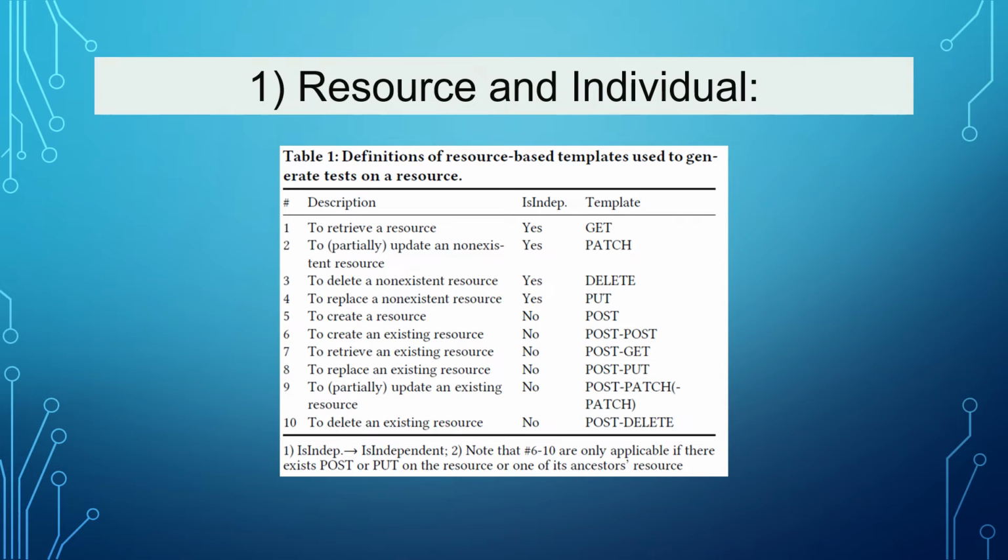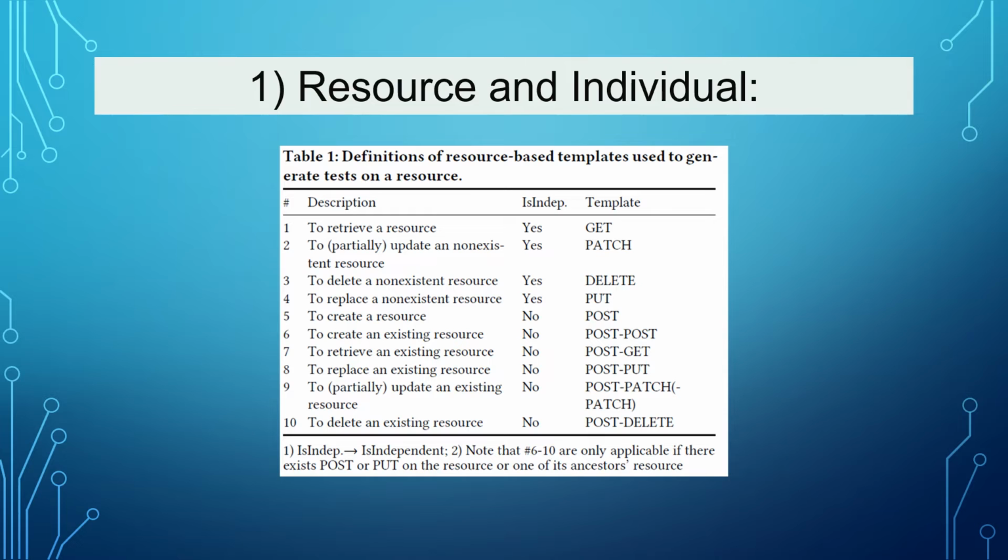Moving on to the next slide, resource and individual. An individual is a test case composed of a sequence of HTTP calls. In this paper, they can only use posts to create resources. Here are the sets of templates that list meaningful combinations of actions on one resource based on the semantics of HTTP methods. For example, post-get, post-put, post-patch. They use templates to sample new individuals instead of sampling them completely at random, because it's unlikely to generate the same resource for several HTTP calls.